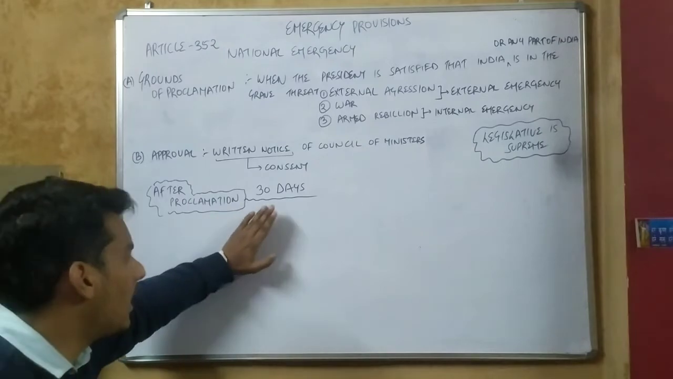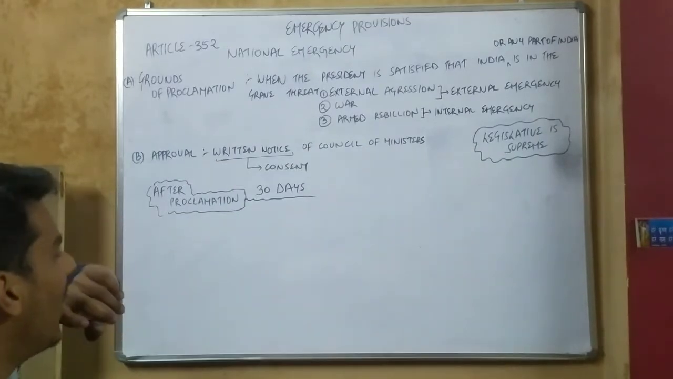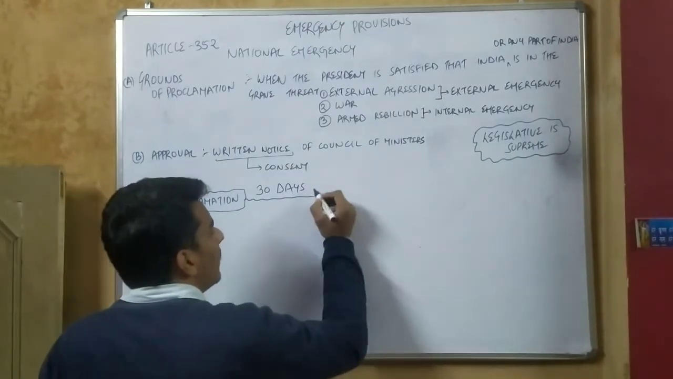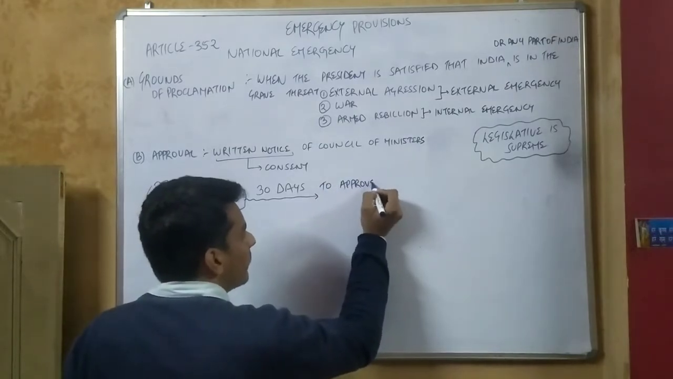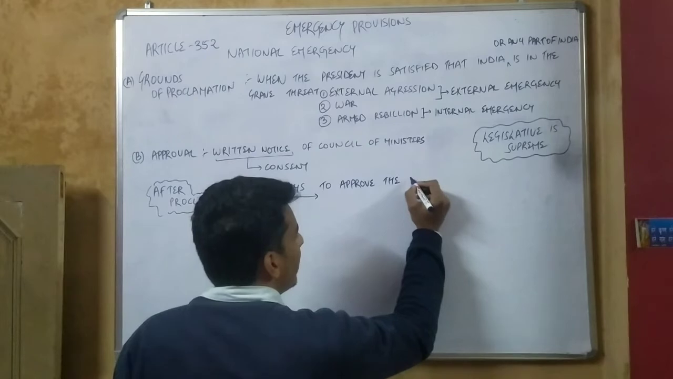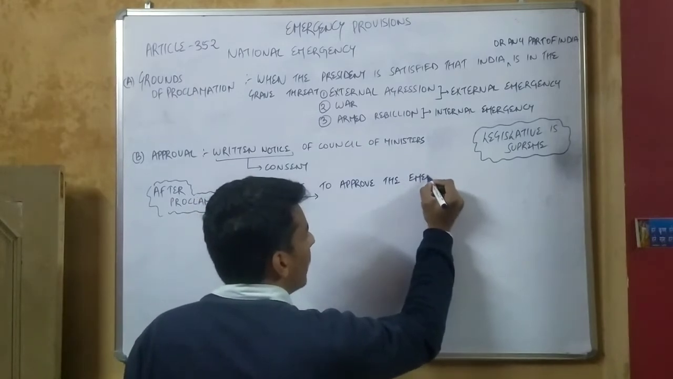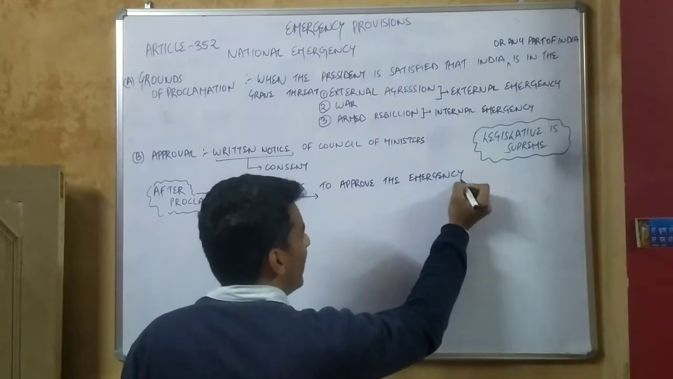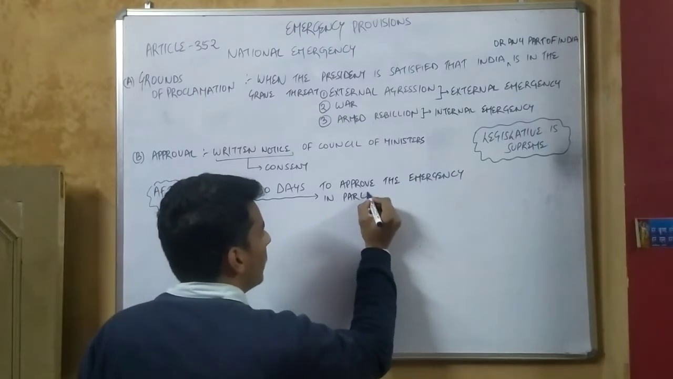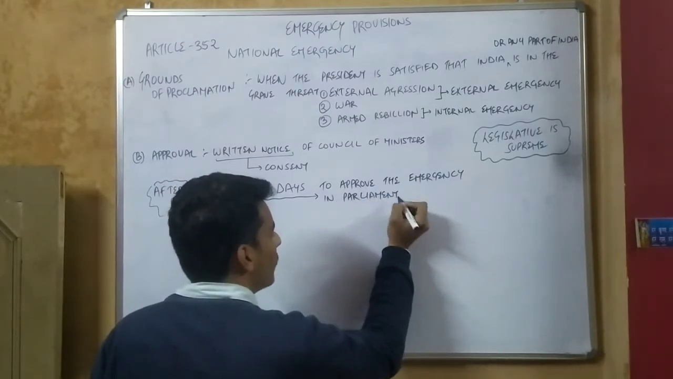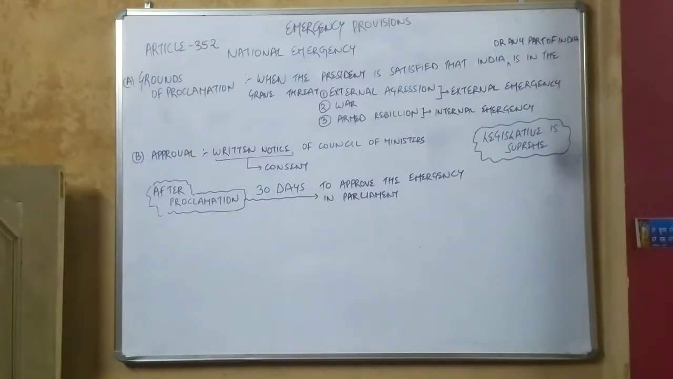So the Council of Ministers or the party in power has 30 days to approve the emergency plea in Parliament. Parliament means both houses, that is Lok Sabha and Rajya Sabha.